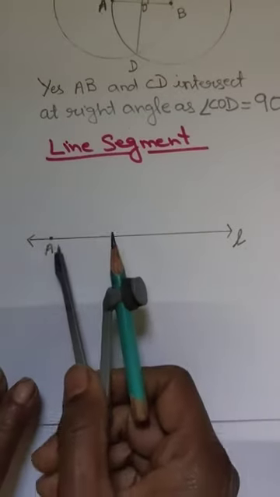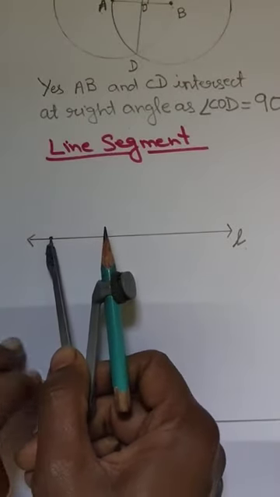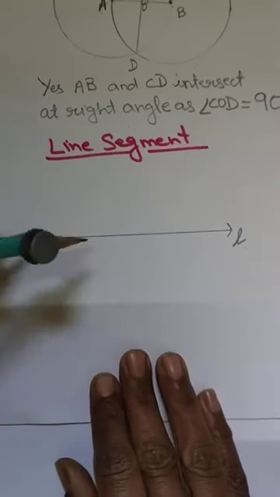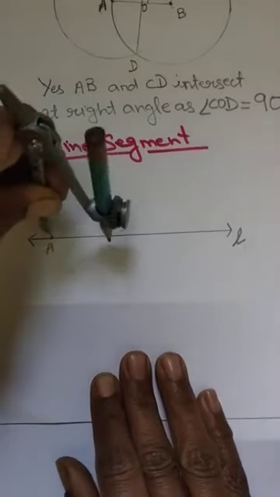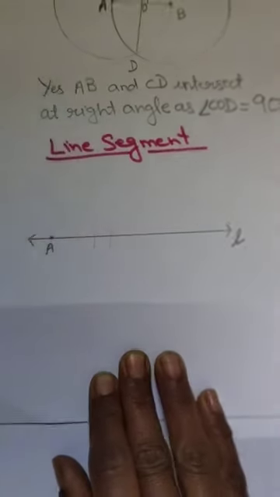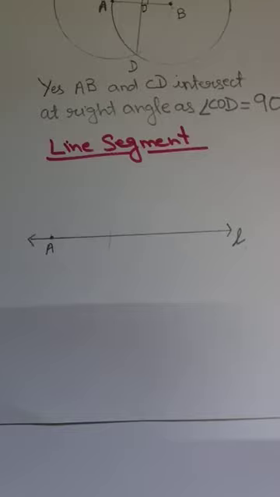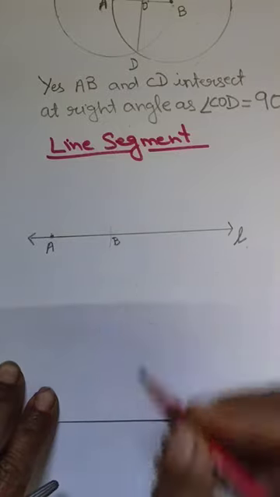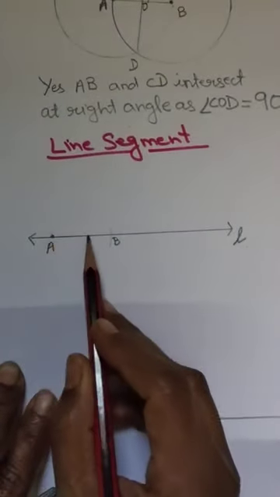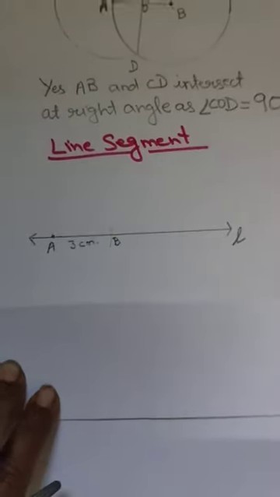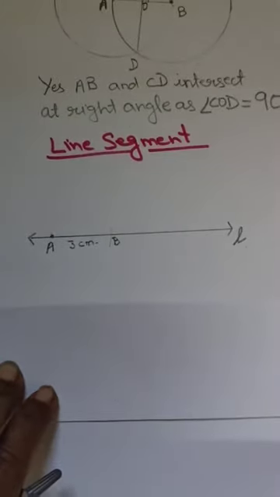Now place the pointer of the compass on A like this and draw one arc which cuts line L. Okay. Draw one arc which cuts line L at B. Give the name to this point B. Now you can say that this AB is 3 centimeter. In this way you can draw.